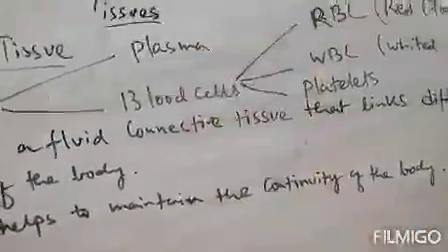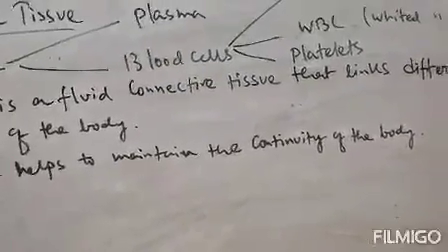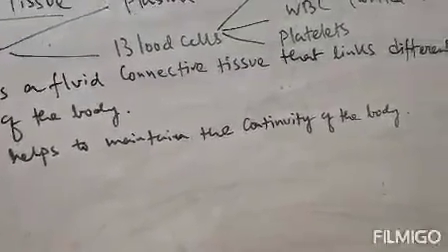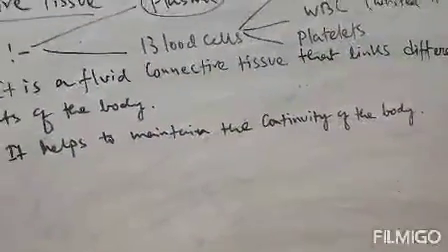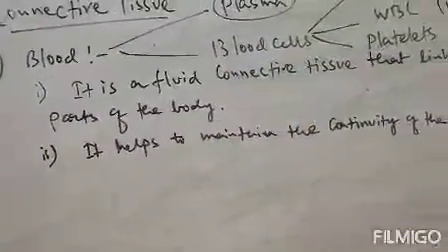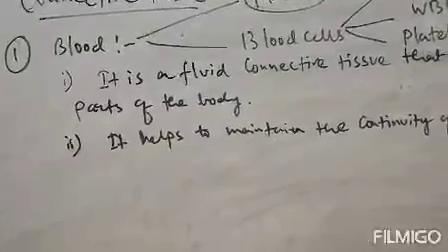Now coming to plasma, it contains proteins, salts and hormones. So just write, plasma contains proteins, salts and hormones. And the function of blood is to transport nutrients, gases, hormones and vitamins to various body parts.